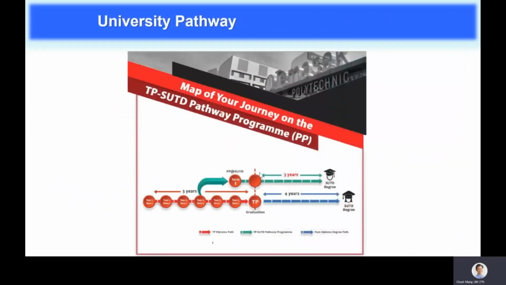And for those who are interested to further your university pathway, you can choose the TP SUTD pathway. While you are in TP, you can take university modules during your third year. And if you continue into the SUTD degree program after your graduation from your diploma, you will be able to look forward to an earlier graduation date compared to many others who are not in this TP SUTD pathway program.